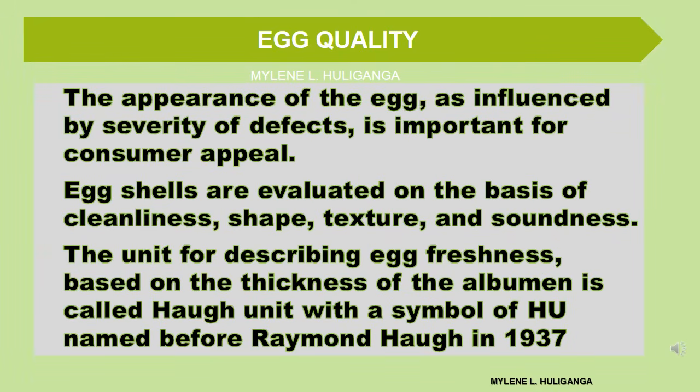Egg quality. The appearance of the egg as influenced by severity of defects is important for consumer appeal. Egg shells are evaluated on the basis of cleanliness, shape, texture, and soundness. The unit for describing egg freshness based on the thickness of the albumen is called Haugh unit with the symbol HU, named after Raymond Haugh in 1937.